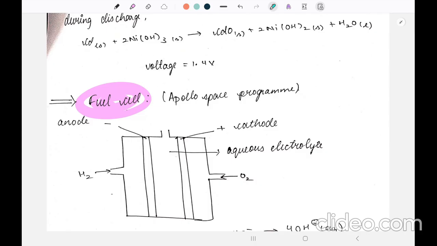One of the most successful fuel cells uses the reaction of hydrogen with oxygen to form water. It is used in Apollo space programs. So the water vapors produced during the reaction were condensed and added to the drinking water supply for the astronauts. So in this cell, hydrogen and oxygen are supplied through porous carbon electrodes into concentrated aqueous sodium hydroxide solution. Finely divided platinum or palladium is incorporated into these electrodes which act as a catalyst.